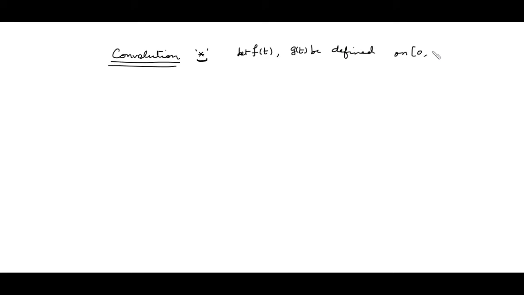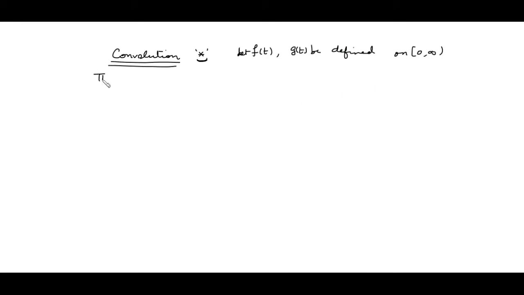Good morning, everyone. Today I am going to explain the convolution theorem and the meaning of convolution. The convolution between two functions is denoted by the symbol star. It is an operation. You are given two functions, let's suppose f(t) and g(t), defined on the interval 0 to infinity.